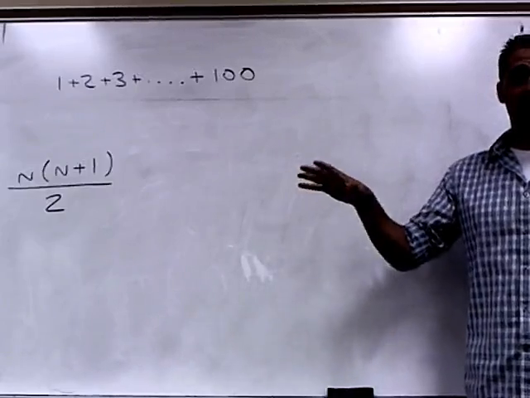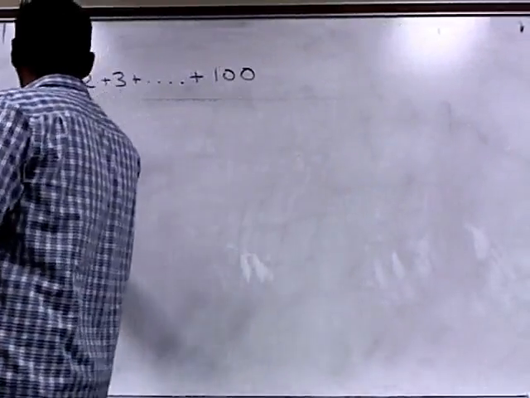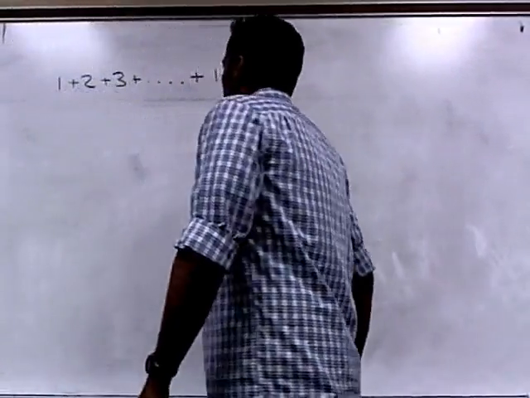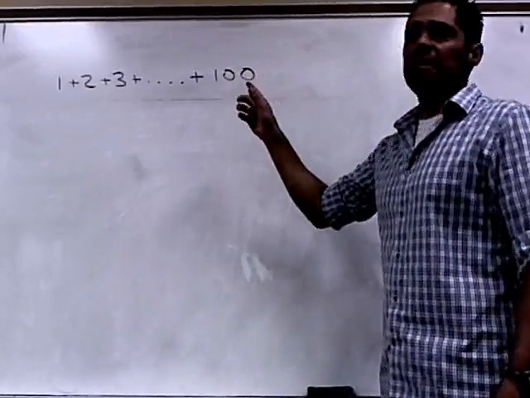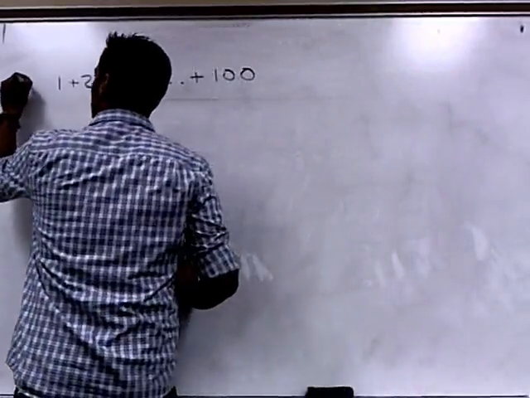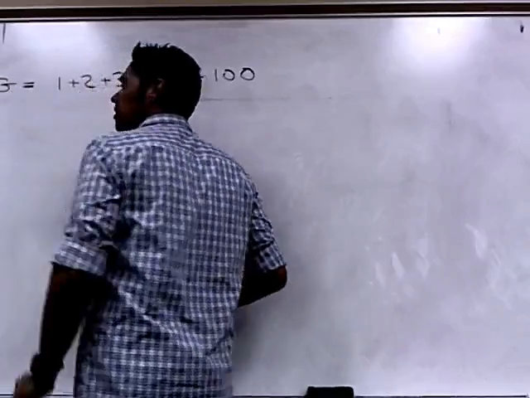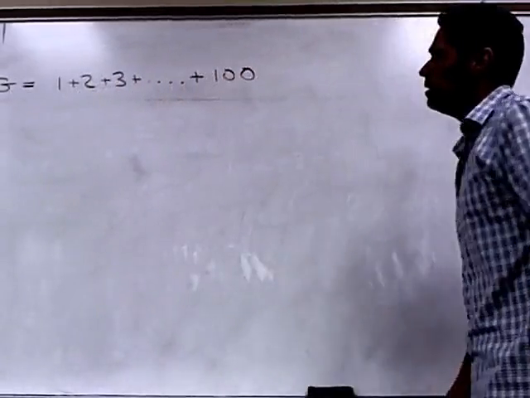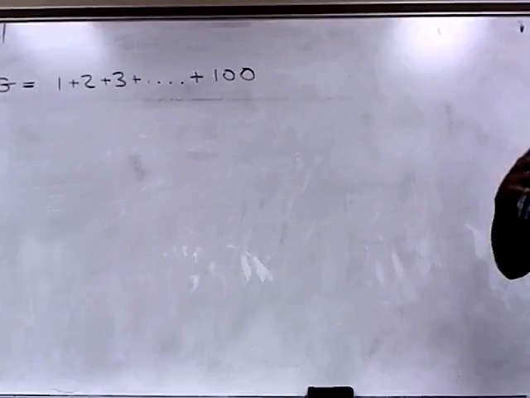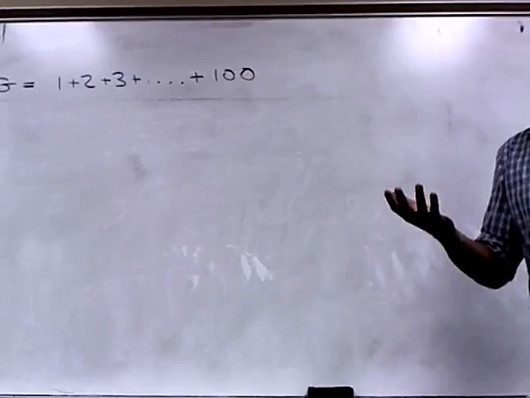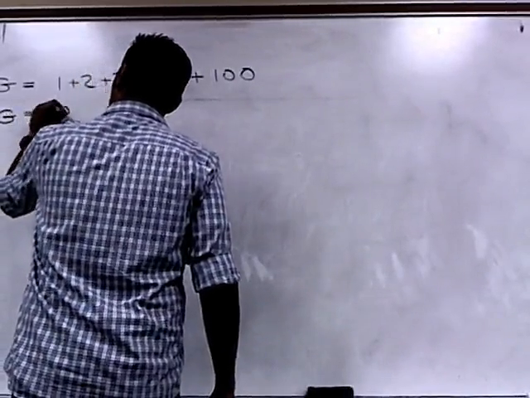So let me explain how this first grader got this. See if you can follow this. Let's just start with this. Let's say that this is what I want to add up, and for the sake of respect of Gauss, let's call it capital G for Gauss. Now, Gauss realized that when you add numbers up, it doesn't matter what order you go in. So he said, I could write that list backwards.